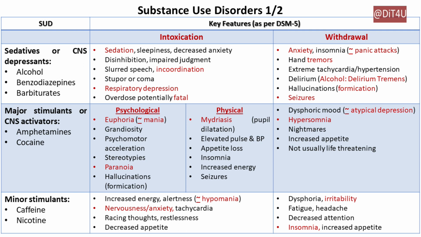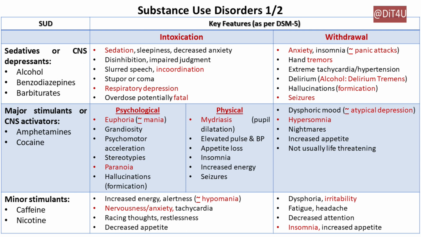Withdrawal features, opposite of what happens during intoxication. That is, you might have anxiety and insomnia, which makes it very similar to panic attacks. Hand tremors, extreme tachycardia or hypertension, delirium, especially in alcohol, it is called delirium tremens. Hallucinations, also known as formication, feeling as though bugs are crawling under the skin, which is known as tactile hallucination, and of course seizures. Major stimulants or CNS activators include amphetamines and cocaine.